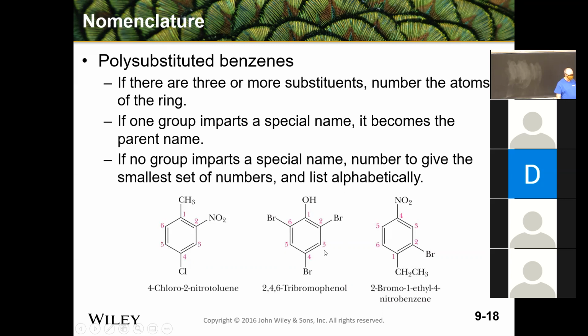Okay, this is another case where phenol imparts a special name. So the OH is automatically on number 1. So this is 2,4,6-tribromophenol. Okay, and then here, nothing imparts a special name. So we use the lowest set of numbers. So this becomes 2-bromo-1-ethyl-4-nitrobenzene.